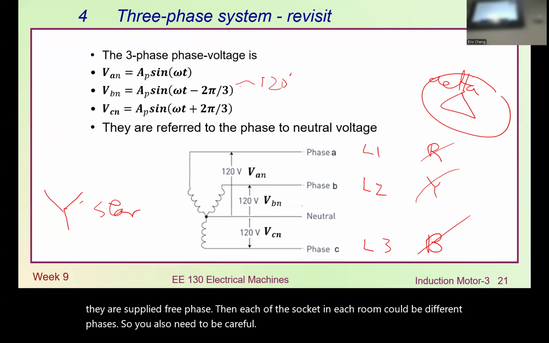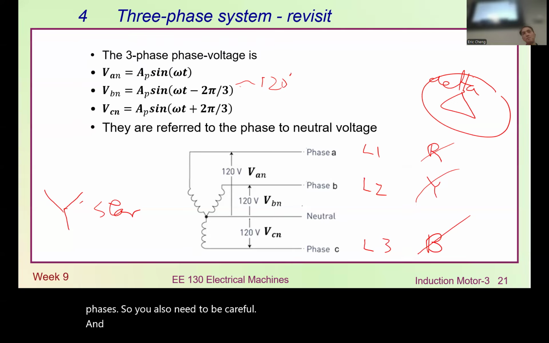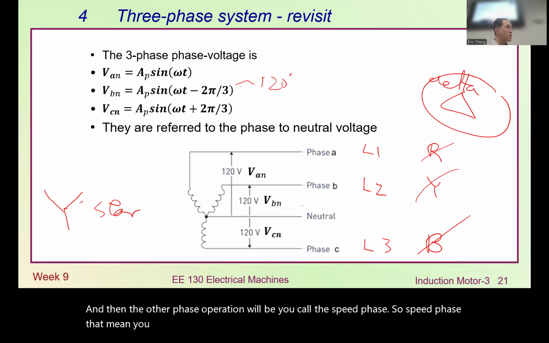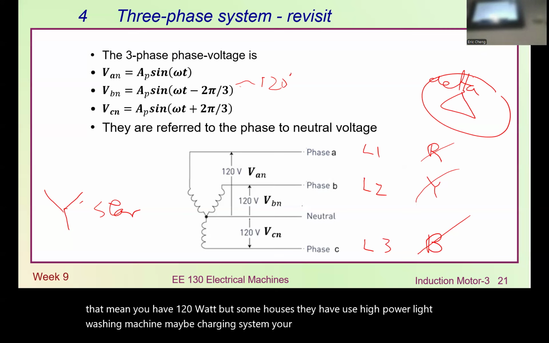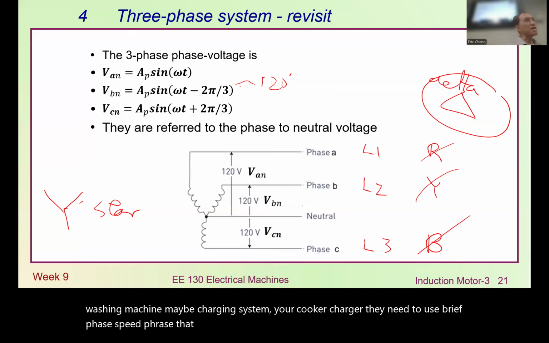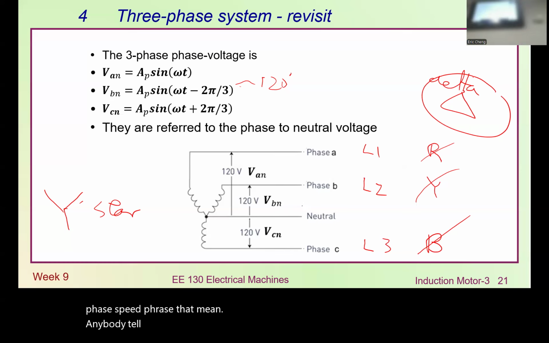And then the other phase operation is what you call split phase. Split phase means you have 120 volts, but some houses use high power, like a washing machine, maybe a charging system, your cooker, and they need to use split phase. Split phase means, can anybody tell me what split phase is? I think your house, you have that, right?